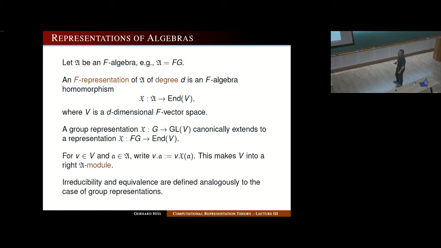And irreducibility and equivalence are defined as in the case of group representations. So if you have an A module, you can think of the A invariant subspaces, and if there are none, except for the trivial one and the whole module, then it's a simple module or an irreducible module, and equivalence is just the isomorphism of modules over A.